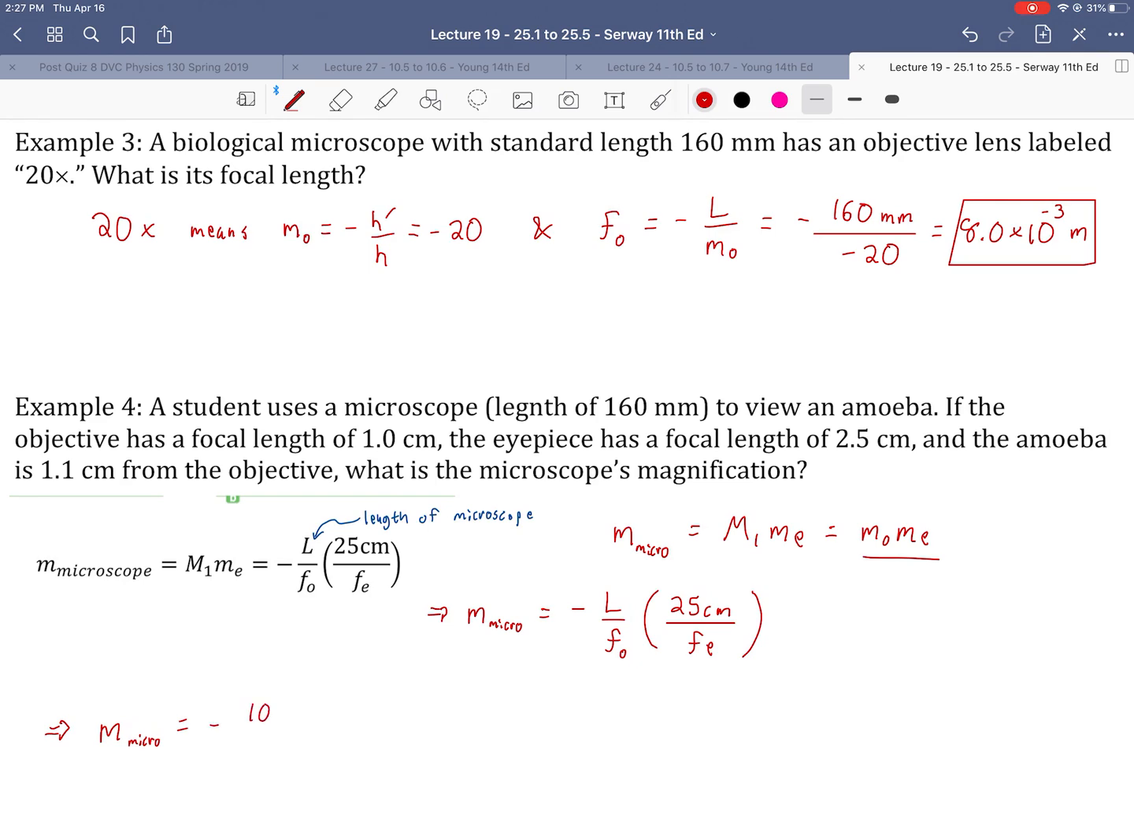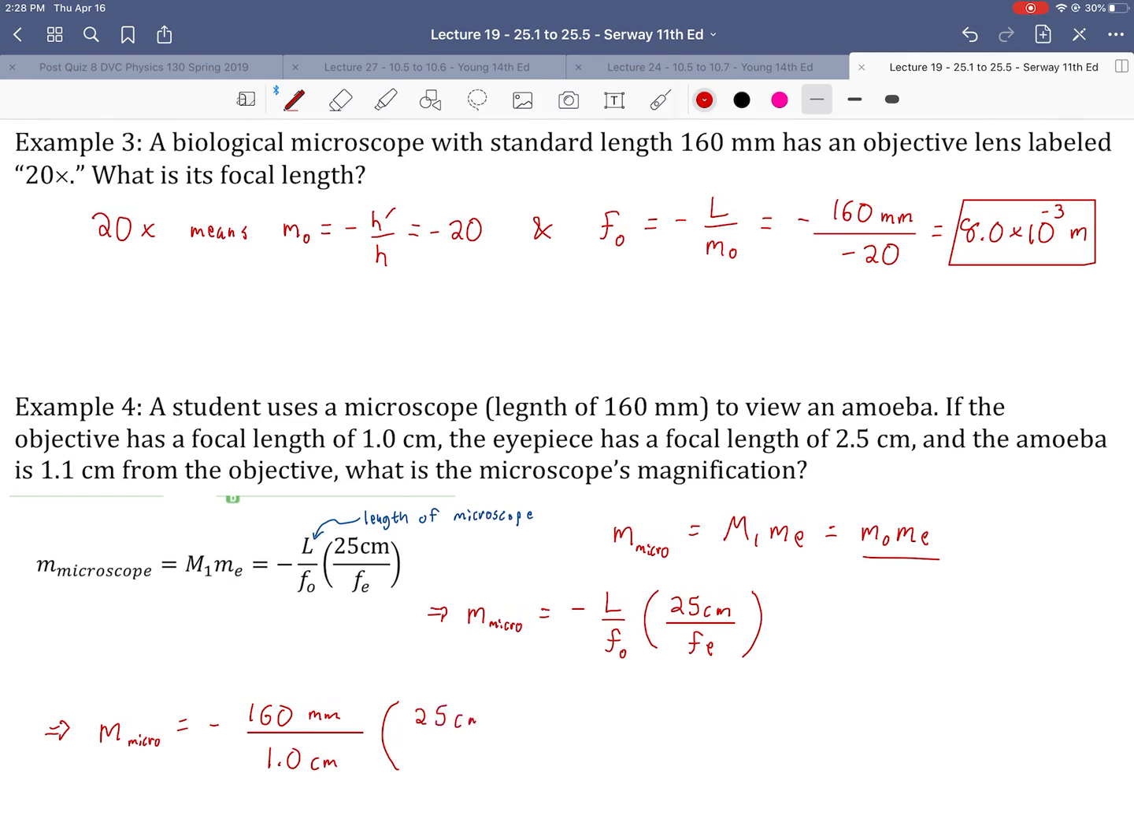Okay, so we have our 160 millimeters. And then our focal length for the objective is 1 centimeter. Looks good. So I'm kind of leaving off the scientific notation, but it would be 1 times 10 to the negative 2, and obviously the numerator would be 160 times 10 to the negative 3. Okay. Looks good. Let's do the next part.